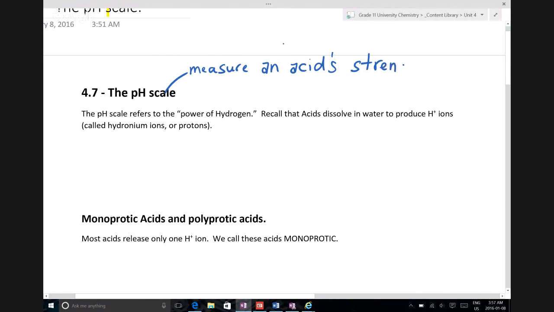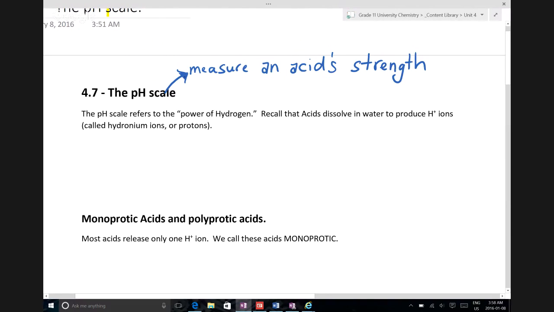And this is appropriate because you've been doing titrations. So over the last couple days, hopefully you've had an opportunity to test an unknown compound of hydrochloric acid using sodium hydroxide to figure out exactly what the concentration of that acid is. But once you know that acid's concentration, once you know how to work with the pH scale, you'll be able to know exactly how acidic that hydrochloric acid solution is. So that's the goal. So the pH scale refers to the power of hydrogen.